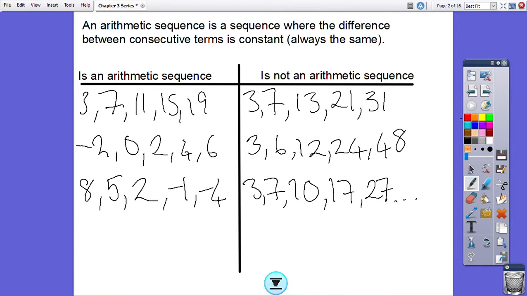Okay, if you could now pause the video, but first of all, let me tell you what to do, which is to write the definition of an arithmetic sequence, write down the examples of an arithmetic sequence, write down the examples of sequences that aren't arithmetic, and if you're feeling very confident, you could write down a couple of examples of your own. So pause the video now.